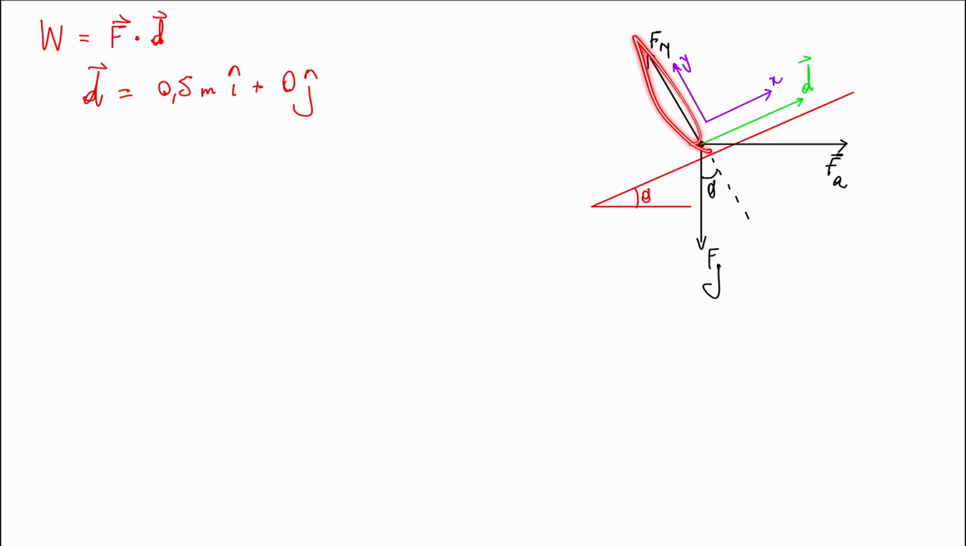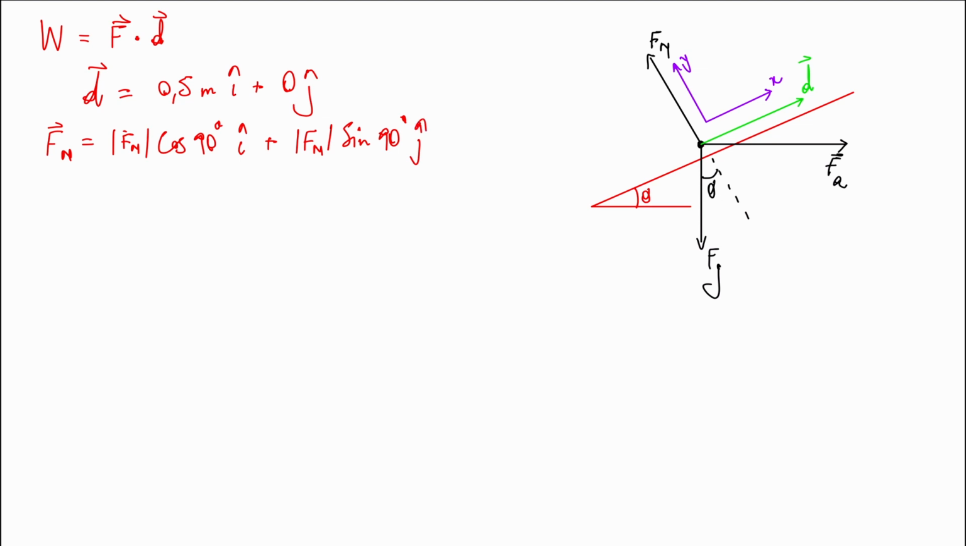Now what about the normal force? In unit vector notation, it's going to be the magnitude of the normal force times cosine of the angle. What is the angle that the normal force makes with the positive x-axis? Well, that angle is 90. So it's going to be cosine of 90, i hat, plus the magnitude of the normal force times sine of 90, j hat.